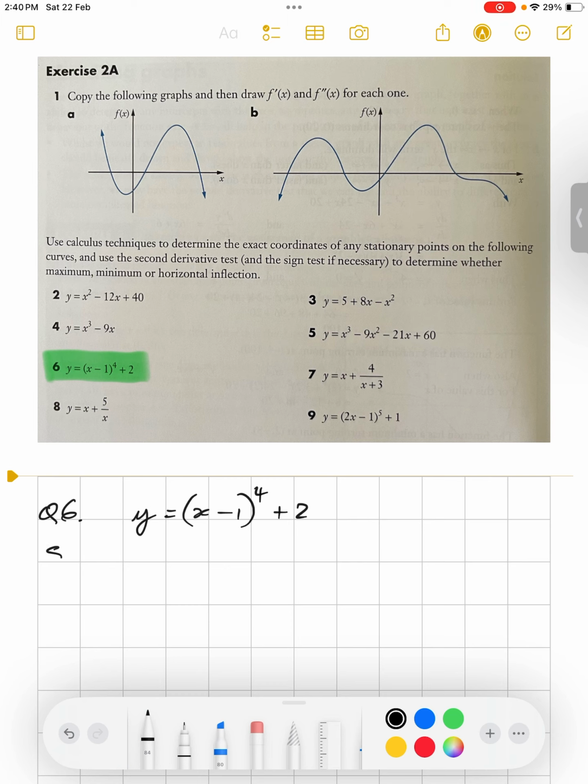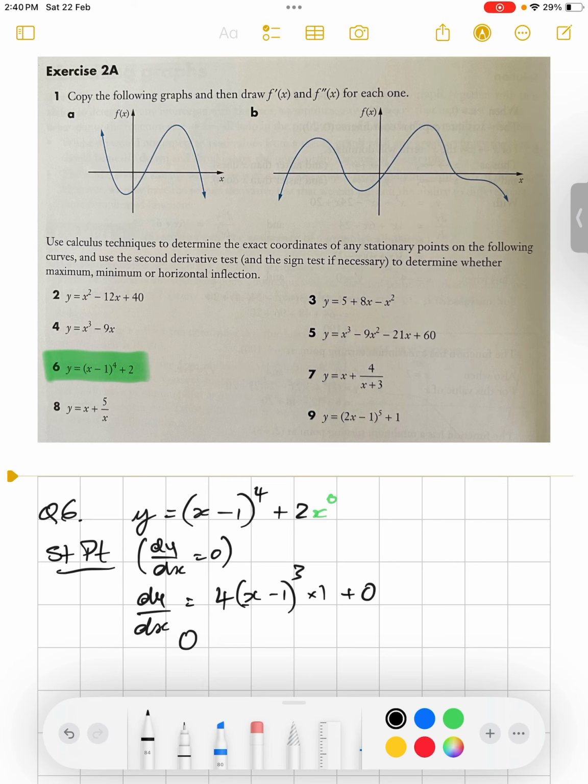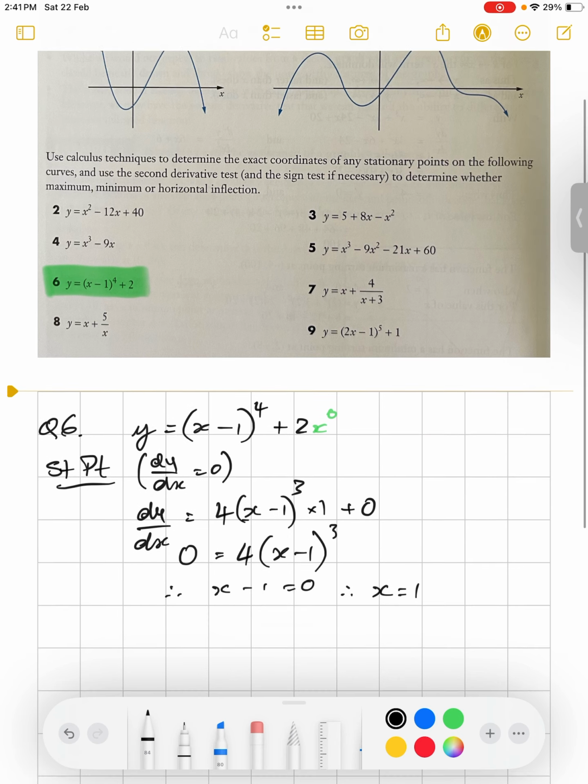Let's find the stationary points by letting the derivative equal 0 and solving it. So dy/dx will be 4 times the bracket to the power of 3, and then multiply by the derivative of the bracket, which is 1. And the derivative of 2 is 0. So we've got 4(x - 1)^3 to be 0. Therefore, x - 1 could be 0, so x could equal 1.